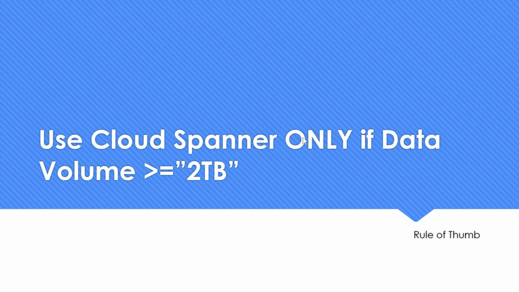But when it comes to Spanner, there is a minimum limit. There's no upper limit. Minimum is the volume should be more than 2 terabytes. That's very important. If you keep it less than that, the ROI, return on investment, of running the Spanner instance is not going to be there for you. You can keep it, no problem, but you are not going to get the full benefit of it.